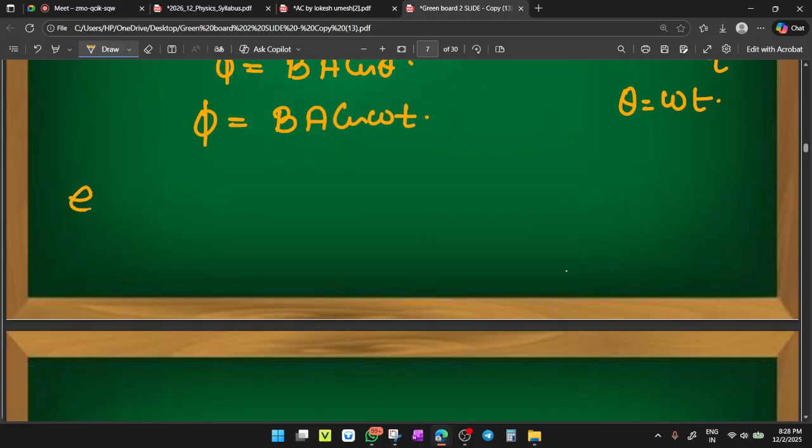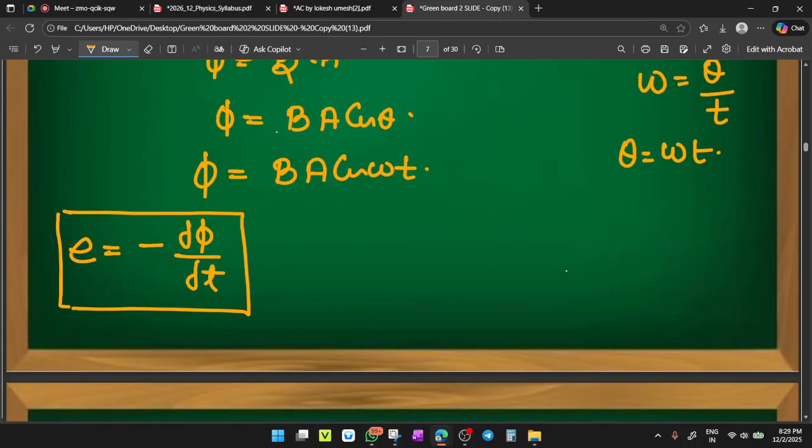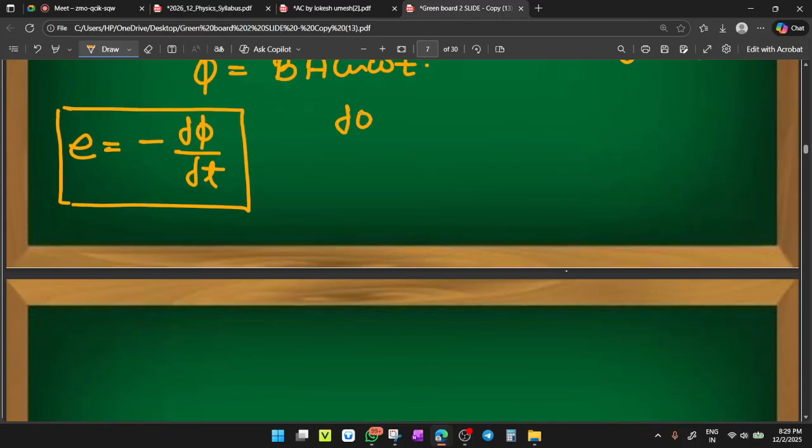Now, EMF is given by E equals negative of d phi by dt, by Faraday's law. Clear? So first we have to find d phi by dt. So d phi by dt is equal to d upon dt of phi. Place the value of phi here, that is equal to B A cos omega t.